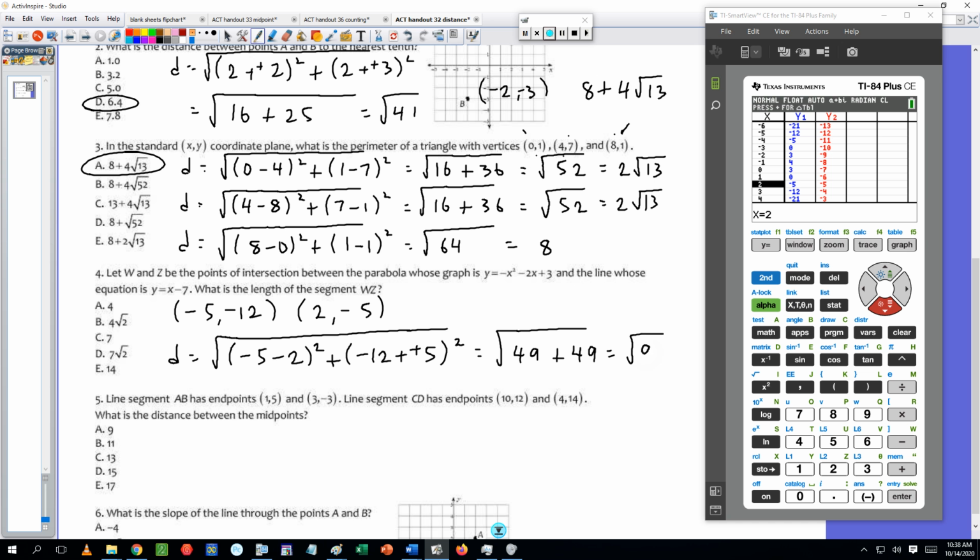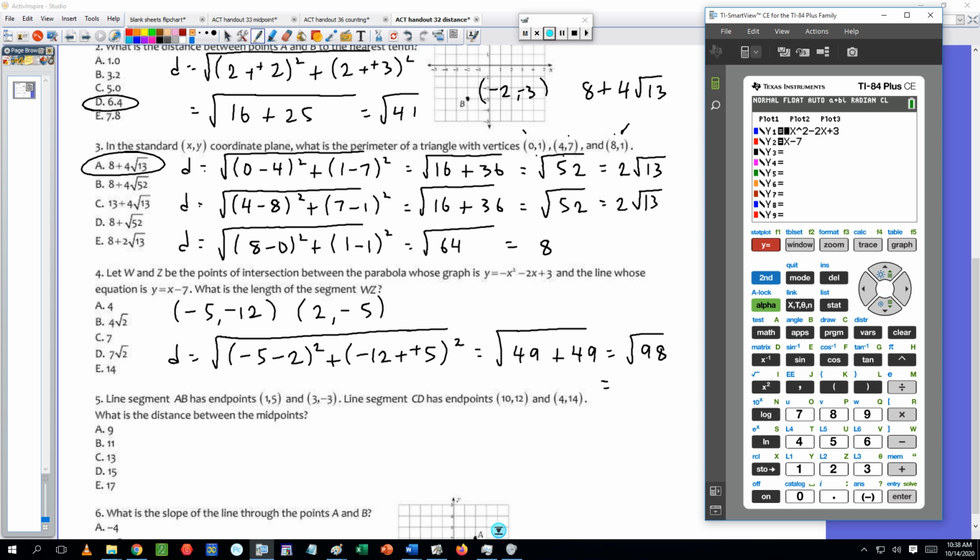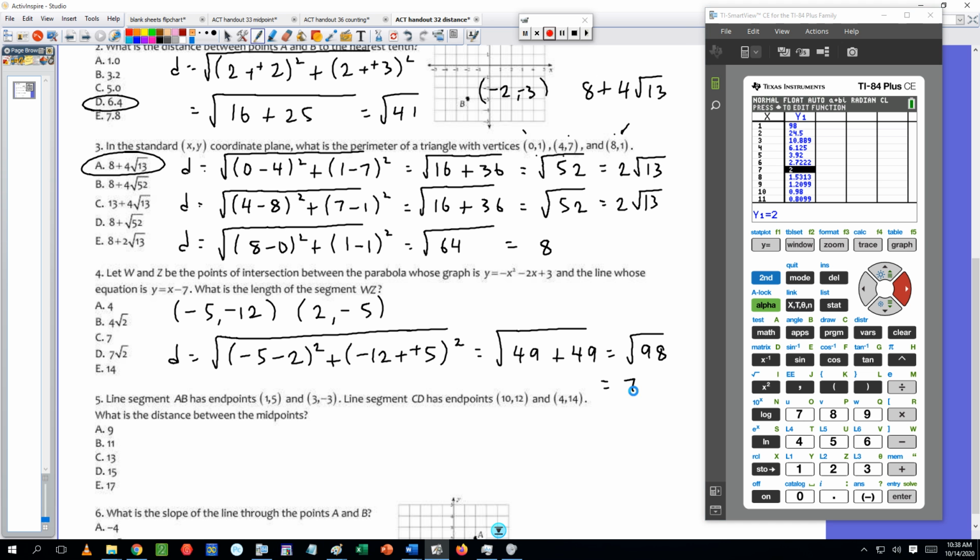So this is the square root of 98, which is, according to my little technique I showed you, 98 divided by x squared. Go to my table. The negatives do not make sense. 7, 2, is that the last one? Yep. 7 radical 2. That is choice D.